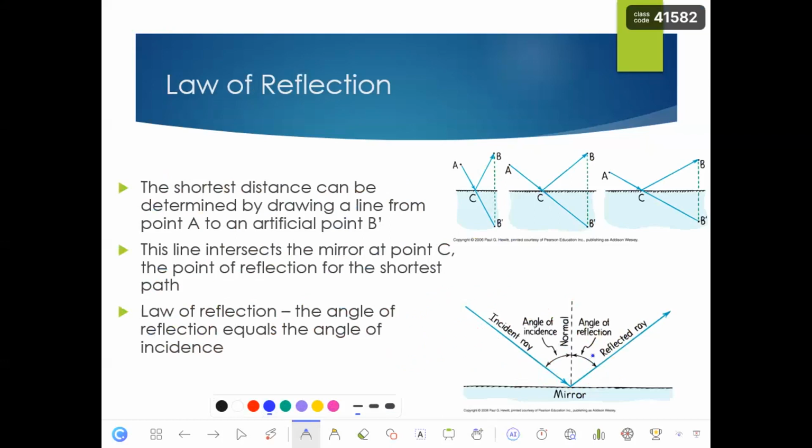So, what is the law of reflection? The shortest distance can be determined by drawing a line from point A to an artificial point B, which is a kind of law of reflection. What does it mean? Let's say we have a surface that, instead of absorbing and transferring the light, will be reflecting the light. So we would like to see in which direction the reflected light will go. Yes? So let me just open a new page.